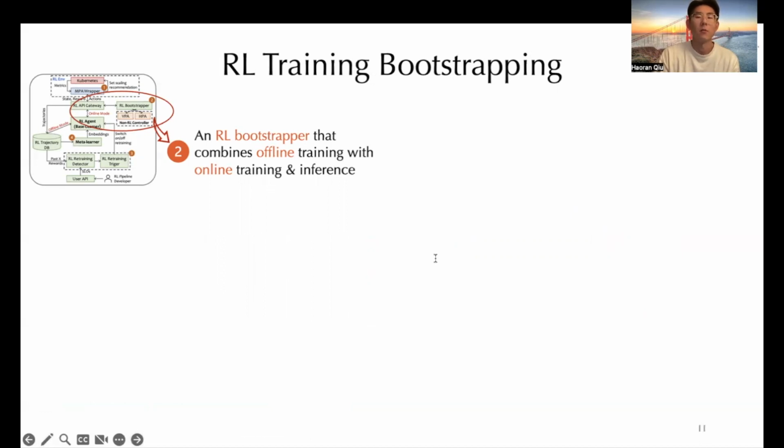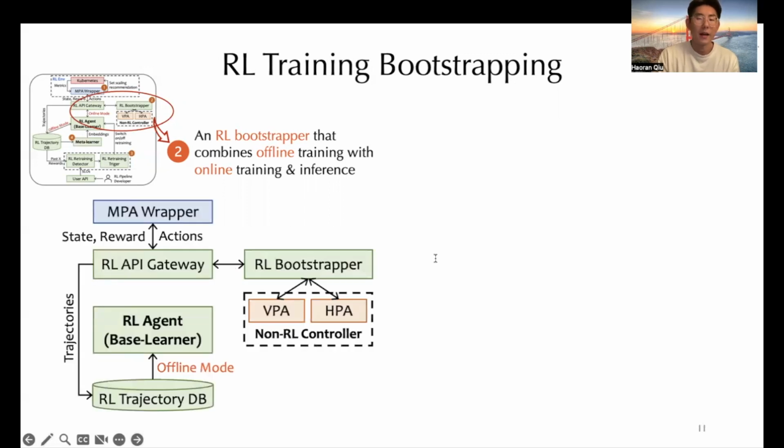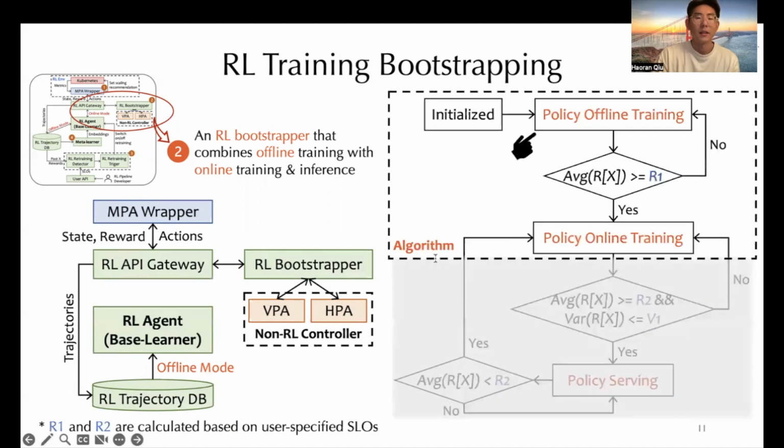Then let's look at how IO bootstrapping combines offline and online training. After initialization, the IO agent will enter the offline training stage first by default, unless the user skips this step explicitly. In the offline training mode, the VPA and HPA autoscalers will be used to interact with the API, setting scaling configurations at runtime. And meanwhile, the IO agent is being trained by drawing trajectories from the database. When the reward of the offline trained IO meets a user-specified threshold, the training will be switched to online, where the agent will directly interact with the environment.